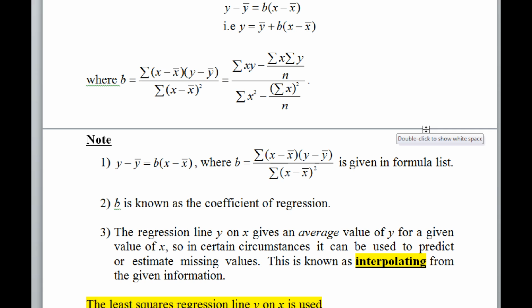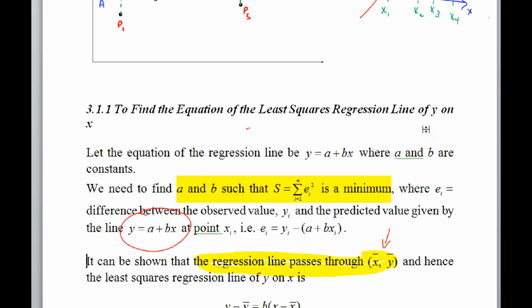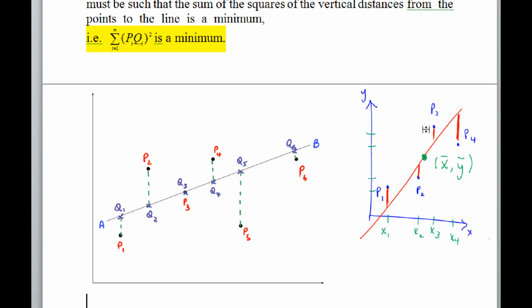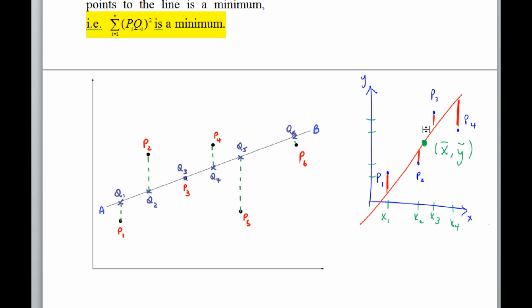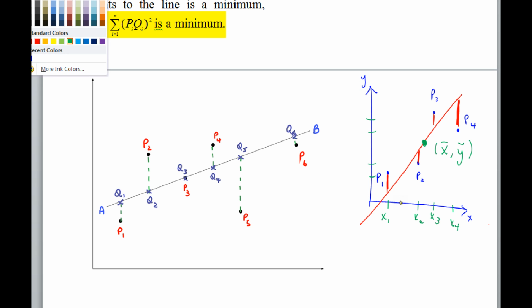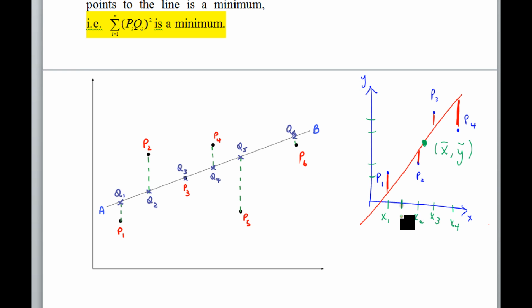The regression line y on x gives an average value of y for a given x. What do I mean? That means after you sketch the regression line, if you want to know what y is when x is 0.7, use the regression line to find out. Substitute into your regression line, you know what y is. It's to estimate. You know what I'm saying?